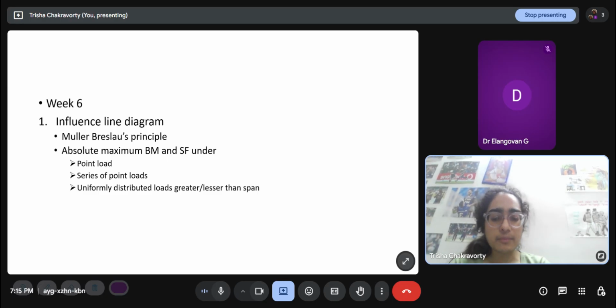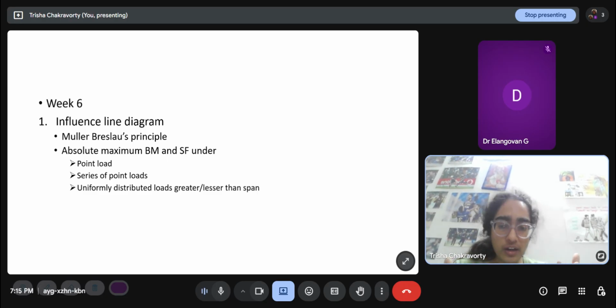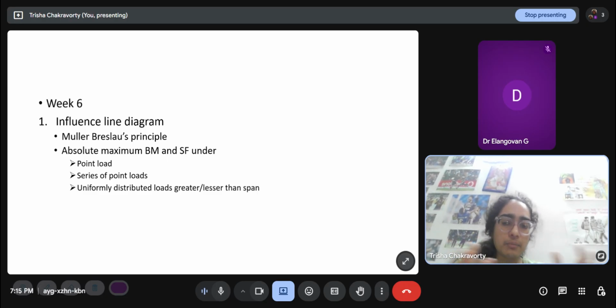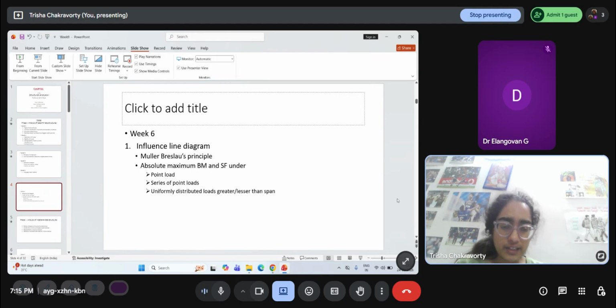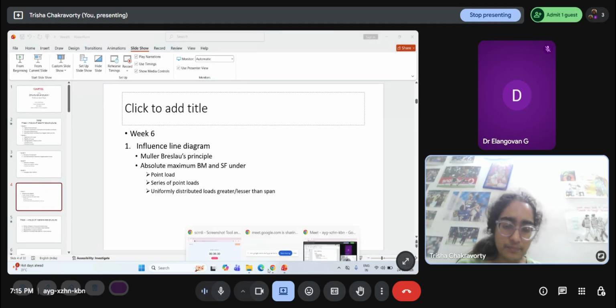So influence line diagram is like a building block, and each influence line diagram you can multiply with the magnitude of force and add with combination of loads to get the response. The Mueller-Breslau principle gives influence line diagrams qualitatively.